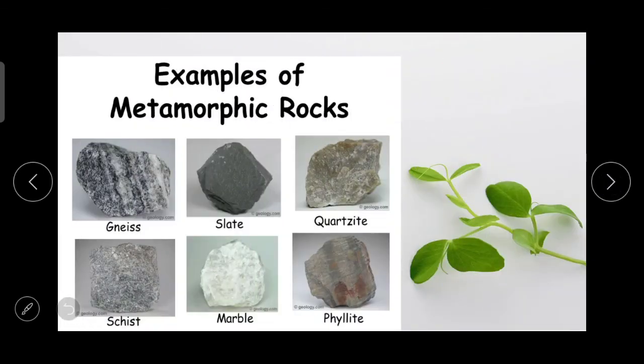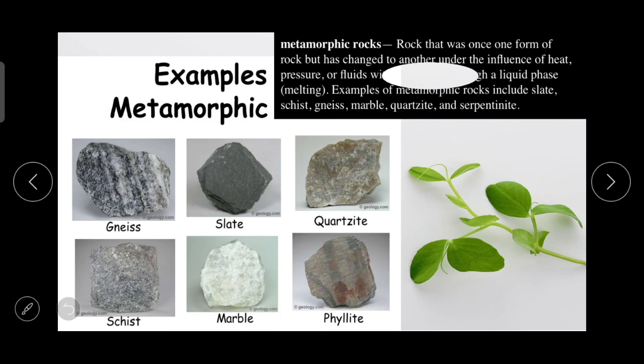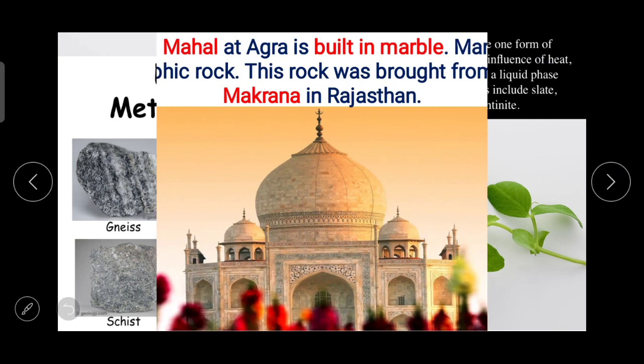Examples of metamorphic rocks, here you can see on the screen. A rock that was once one form of rock but has changed, एक फॉर्म है ऑलरेडी रॉक का, but it has changed to another under the influence of heat, pressure or fluids without passing through a liquid phase. So these are the examples.